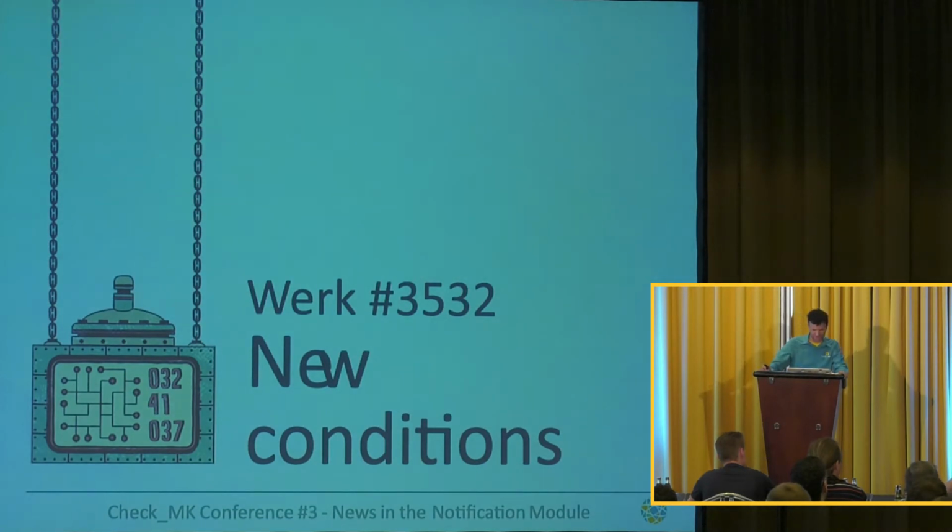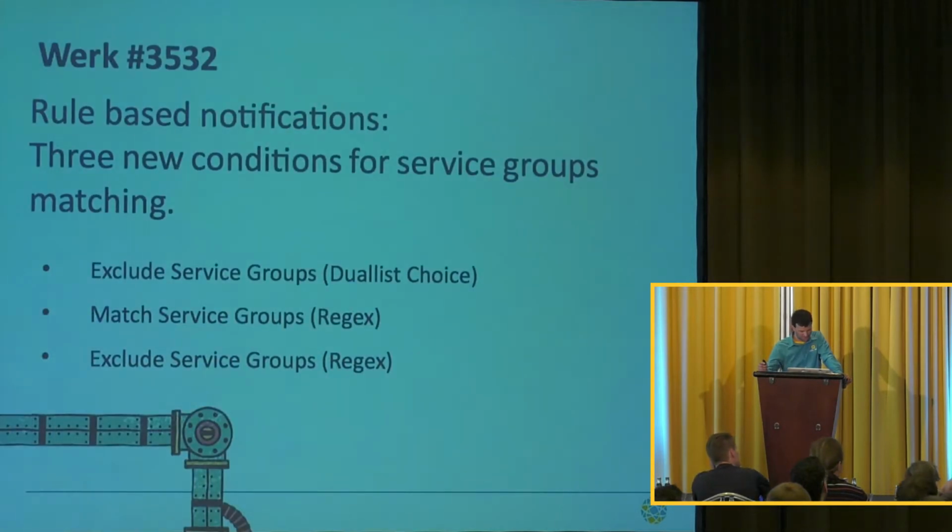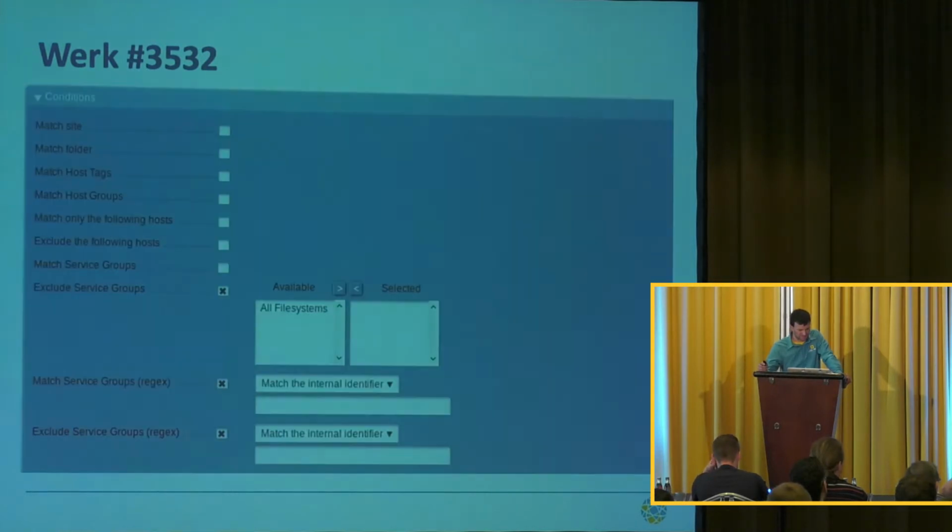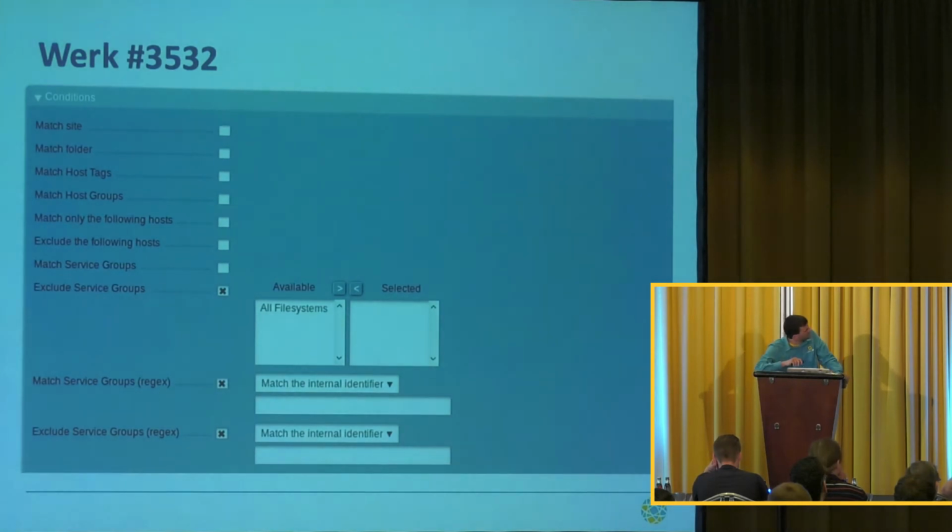So, talking about the next one, the font messed up a little here. We added a few conditions for service group matching, which is exclude service groups. It's a dual list choice selection box and also match and exclude through regex. It looks like this in the program. The match service group was existing before, but the exclude service group was added here with a selection box and underneath the two other new ones, so match and exclude.